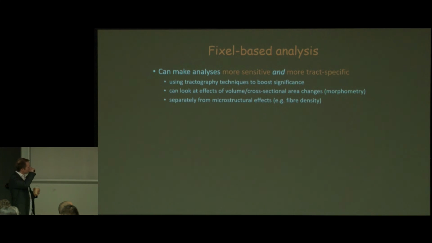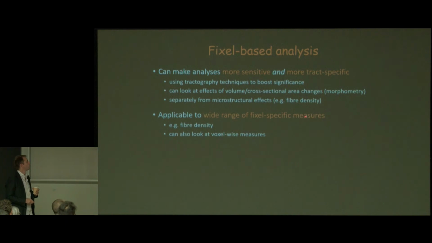So there we go. So fixel-based analysis, I think, is a promising way of looking at diffusion data. I think we can make analyses actually more sensitive and tract-specific by using these methods for boosting statistical power. We use tractography to boost significance. I think this is one of the uses of tractography that I actually think is quite promising. We can look at effects of morphometry and effects of changes in cross-sectional area separately from microstructural effects, if you consider fiber density to be a microstructural effect. And it's applicable to a wide range of fixel-specific measures.